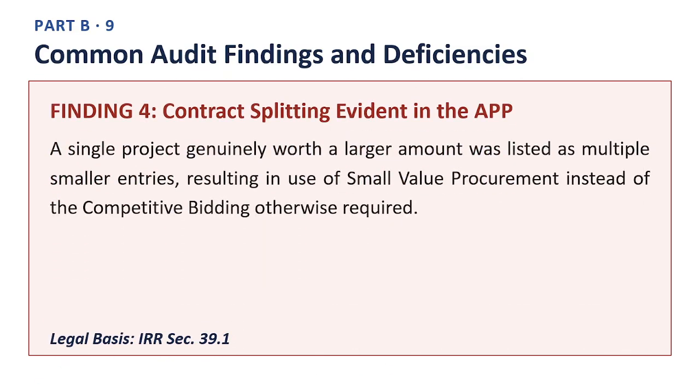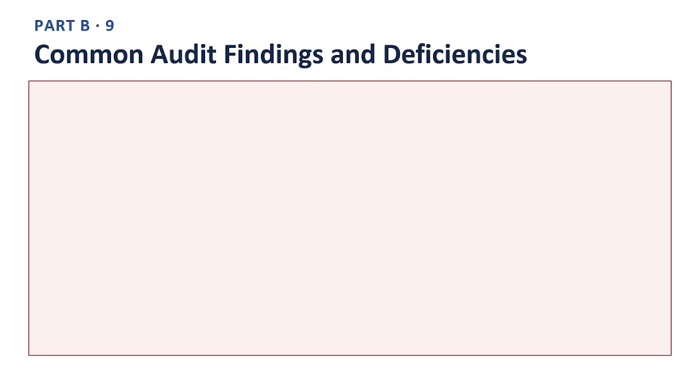Next slide. Finding number 4. Contract splitting evident in the APP. A single project genuinely worth a larger amount was listed as multiple smaller entries, resulting in use of small value procurement instead of the competitive bidding otherwise required. The legal basis for this finding is the Implementing Rules and Regulations Section 39.1. Auditors look for this pattern because it usually signals that a required planning or documentation step was skipped rather than genuinely completed. The practical safeguard is to always ask for the specific supporting document before accepting the figure at face value.